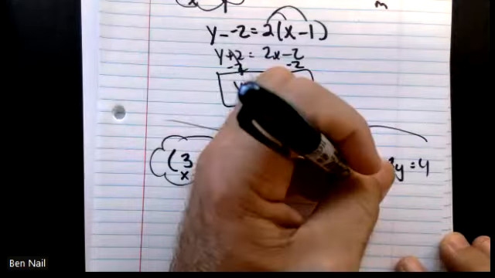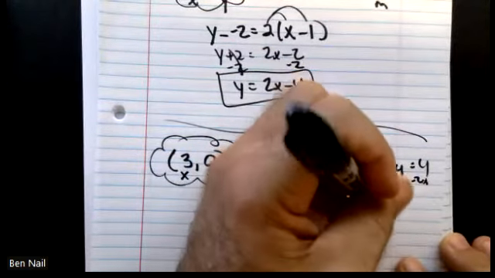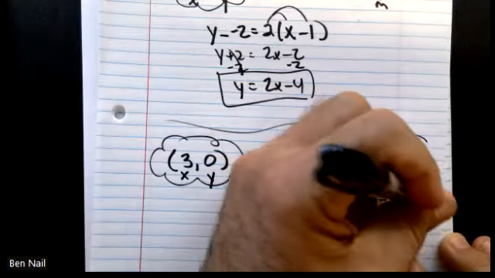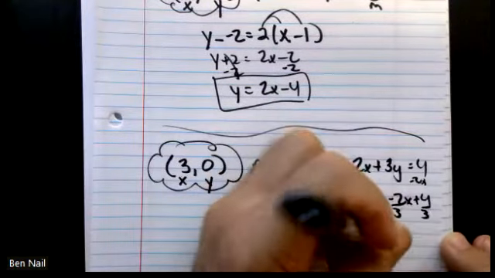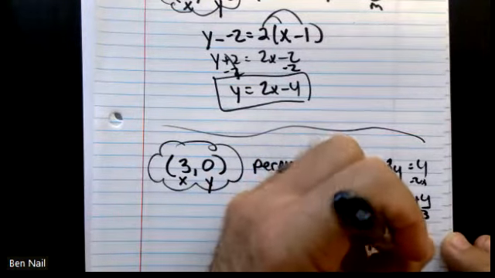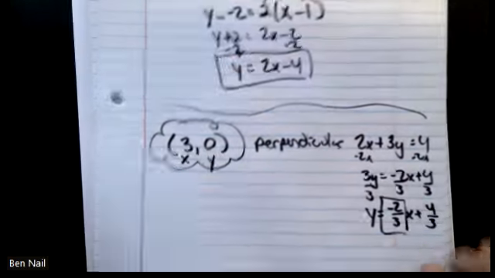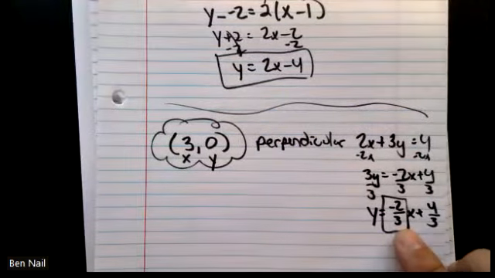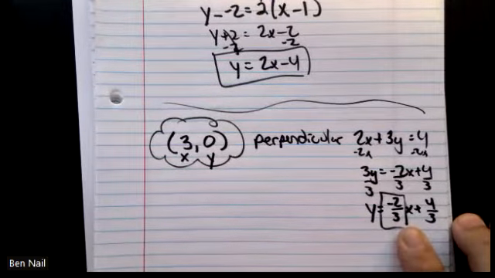So if I get my Y by itself, I'm going to subtract 2X from both sides. So 3Y equals negative 2X plus 4. Divide, Y equals negative 2/3 X plus 4/3. Again, the only important piece of information from here is the slope. In this case, that's negative 2/3.